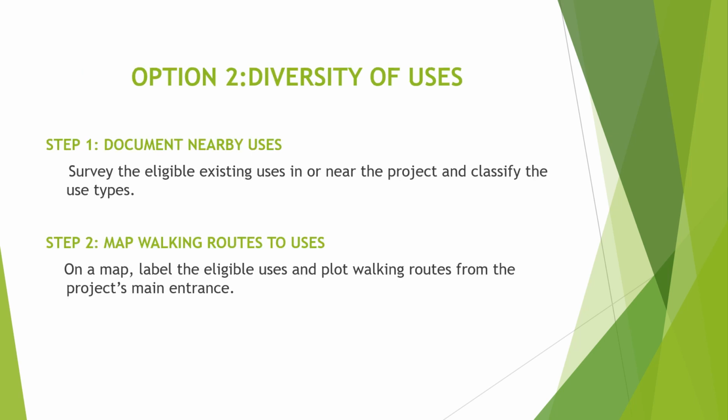Option 2, diversity of uses. Step 1, documenting the nearby uses. Conduct a survey of existing uses that are eligible in or near the project. Then classify the use types according to Appendix 1.